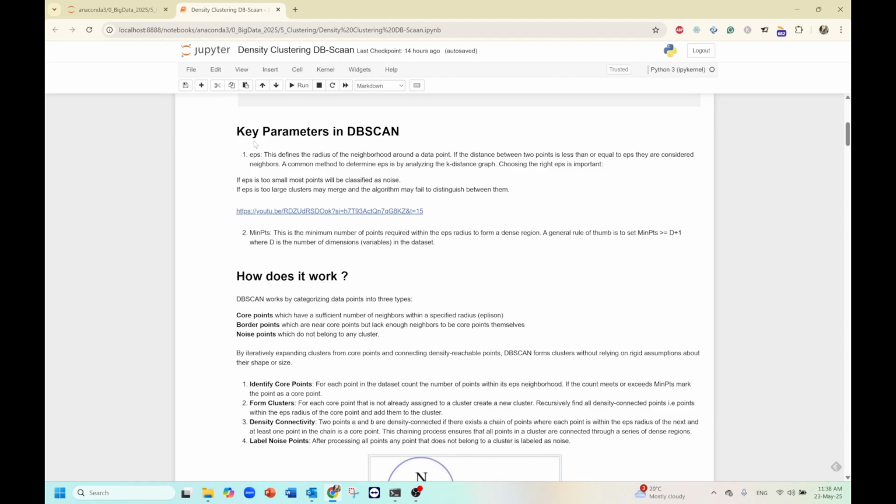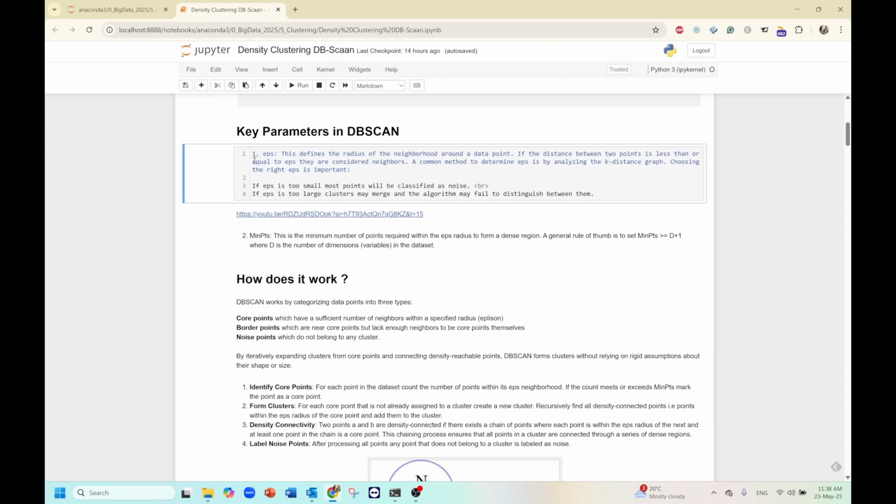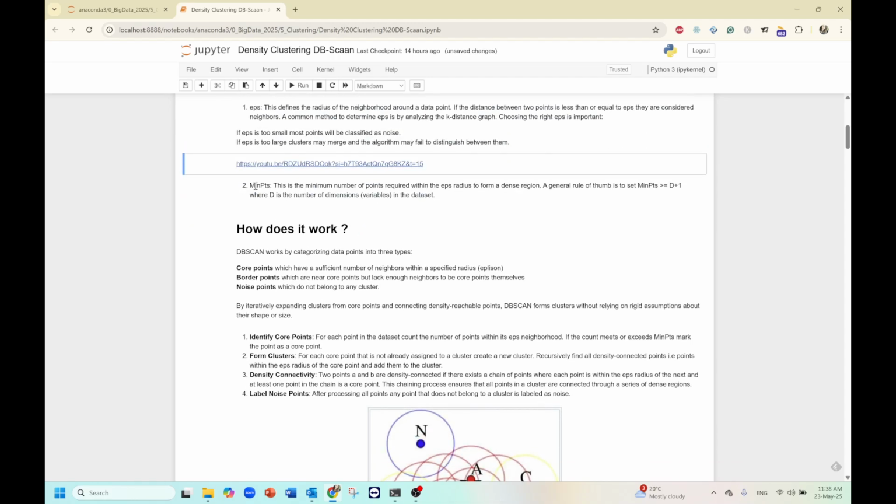Then the second key parameter, other than the epsilon, is the minimum points. With the minimum points, within this radius, what is the minimum acceptable number of points? Usually, the minimum acceptable points should be greater than or equal to, don't forget the equal, the number of dimensions. What is a dimension?